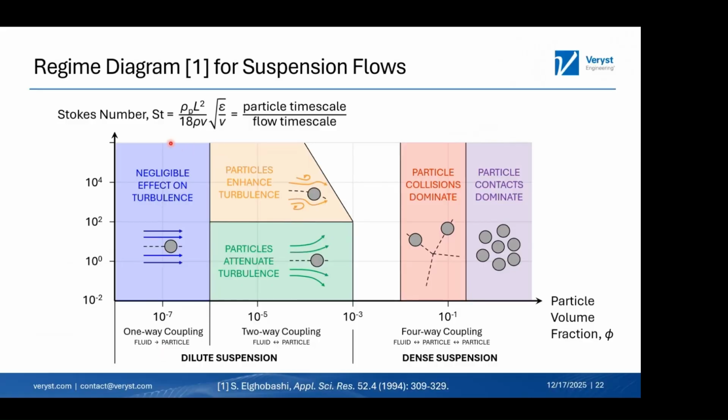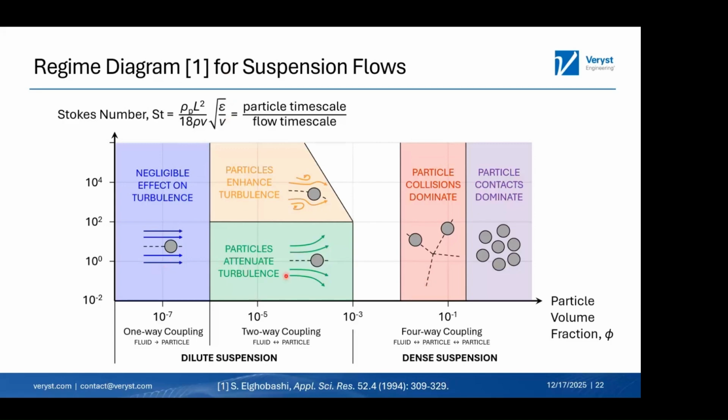I like to start with a classical diagram, which basically divides different regimes of suspension flows. On the horizontal axis, I've already introduced the particle volume fraction phi. On the vertical axis, I'm introducing a second dimensionless number, which is the Stokes number. This is basically a ratio of particle momentum relaxation time to the fluid momentum relaxation time, which for turbulent flows is characterized by the Kolmogorov time scale, or equivalently the Kolmogorov rate scale shown here.